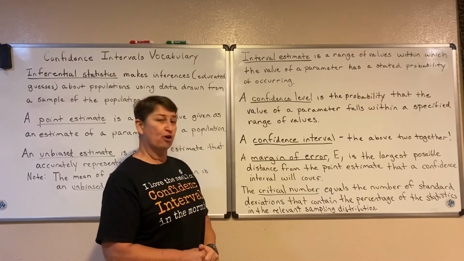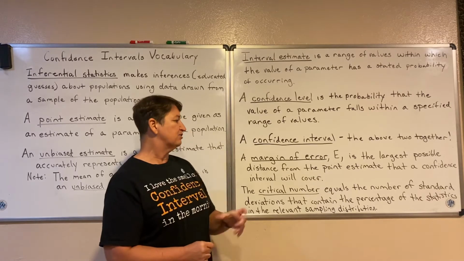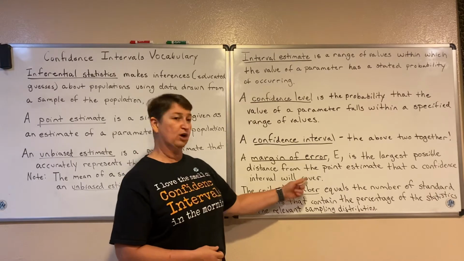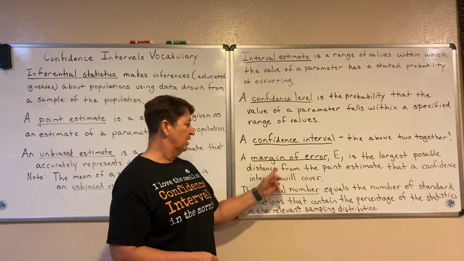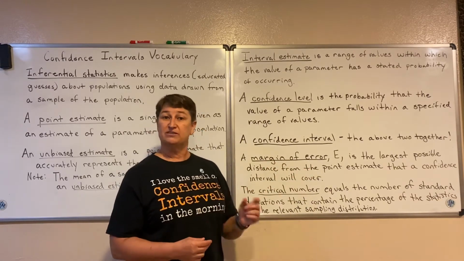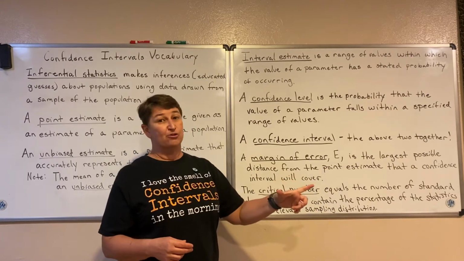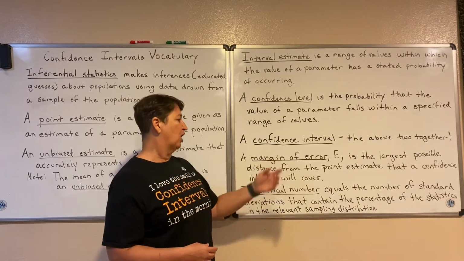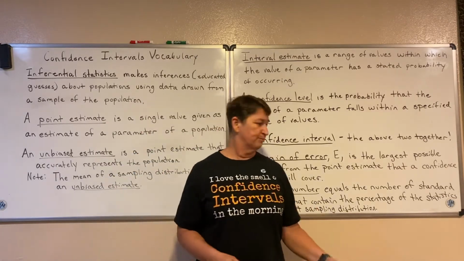A margin of error, which maybe you've heard in polls, is the largest distance from the point estimate that a confidence interval will cover. We'll talk more about the margin of error in a later video, but this margin of error is just the standard deviation times however many standard deviations out you want to go. But it's the largest possible distance from a point estimate that a confidence interval covers.